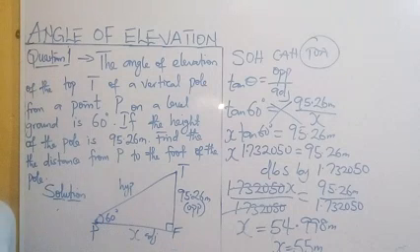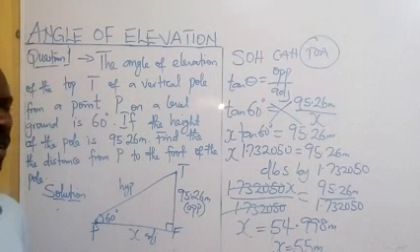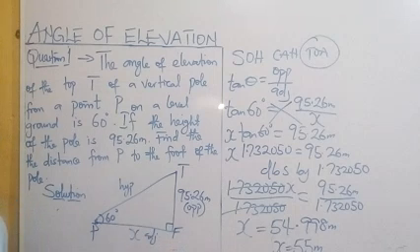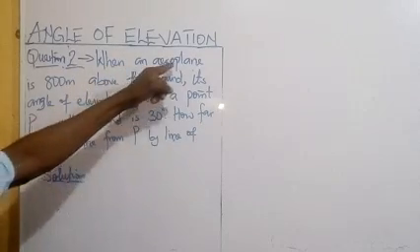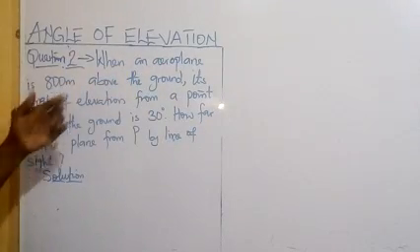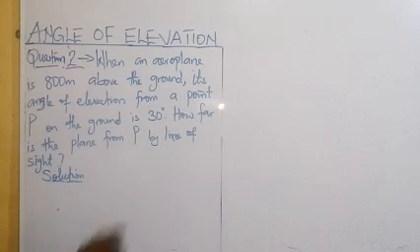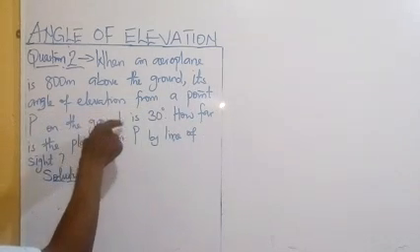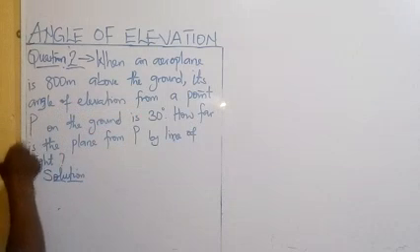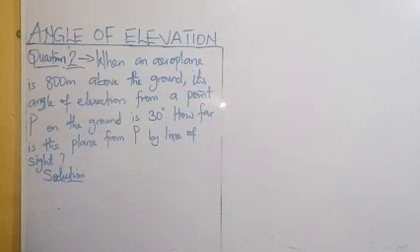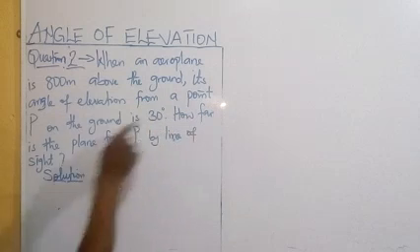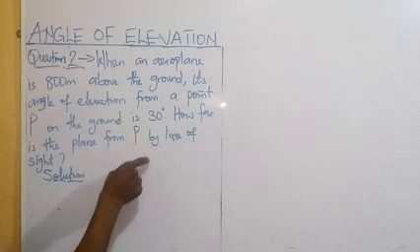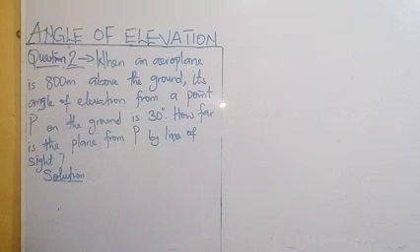All right, mathematics is very simple. Let's look at another example, example 2. Let's look at question 2 on the board. When an aeroplane is 800 meter above the ground, its angle of elevation from a point P on the ground is 30 degrees. Talking about angle of elevation here. The question is, how far is the plane from point P by line of sight?